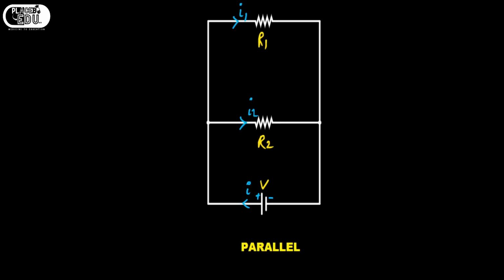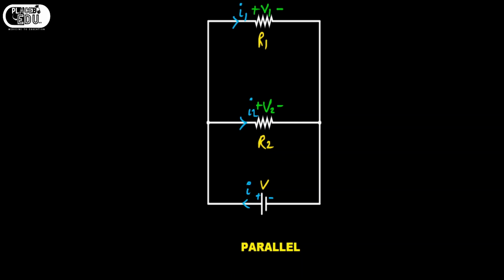Is that clear? And the voltages will be V1 for R1 and V2 for R2 and V for the voltage source. So what will be the relation between I1, I2, I and V1, V2, V? This is what we have to find. For this purpose, as usual, I am going to show you the simulations.